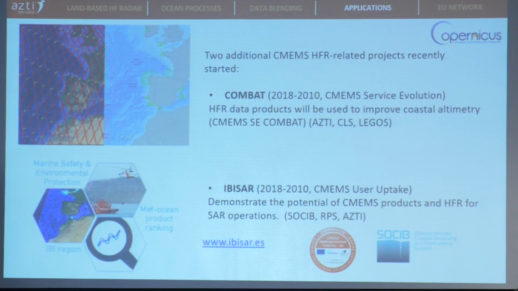And then other two examples of application: these are two recently approved and started projects under the umbrella of Copernicus Marine Service. One is COMBAT, which was just presented, using radar data to improve the estimation of the mean dynamic topography in the coastal area. And then the ENVISAT project, which is a user uptake project, is really a demonstration project that aims to compare different Copernicus Marine modeling products and native radar data, very focused on search and rescue operations.